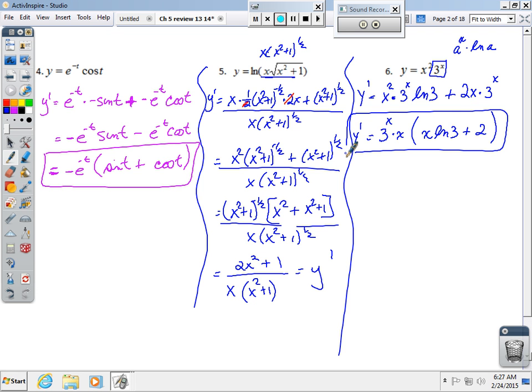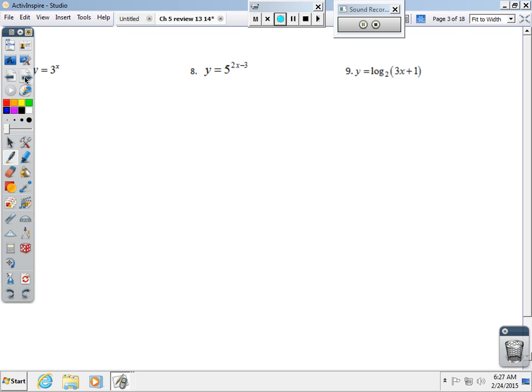Alright, continuing on. I don't want to make this video too long, so I'll probably stop here at number 9 and then make a completely new video for the next set. This one I'm just going to rewrite so you can see it. y equals 3 to the x. So this is exactly like the last problem, but actually easier. So again, it's going to be a to the x times ln of a. So the derivative of this is 3 to the x ln of 3.